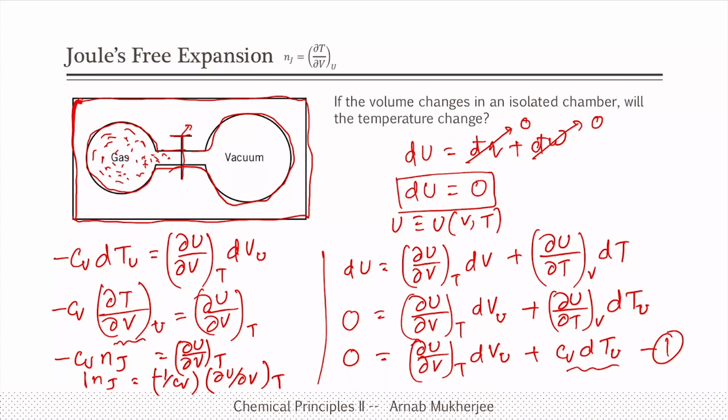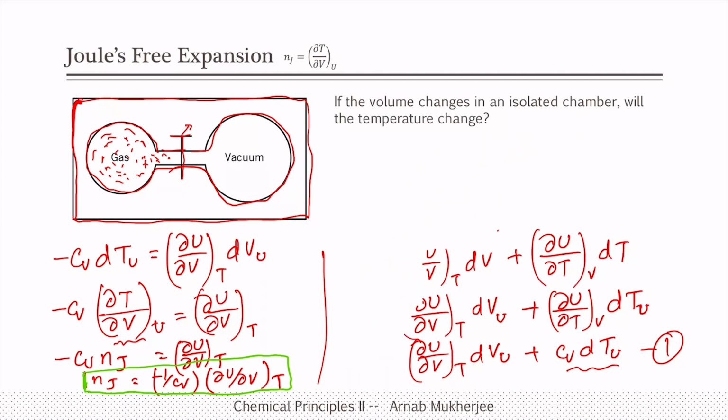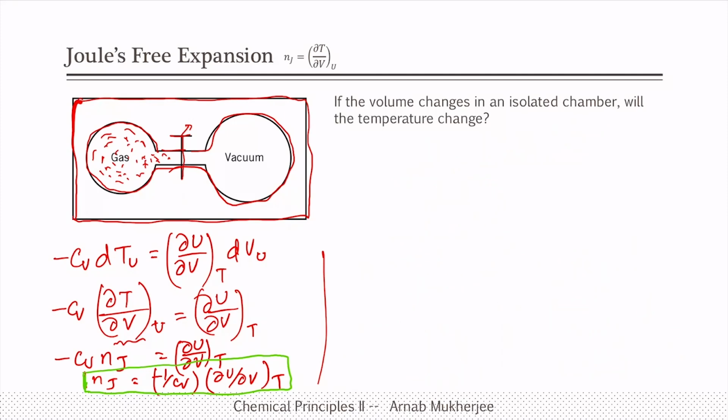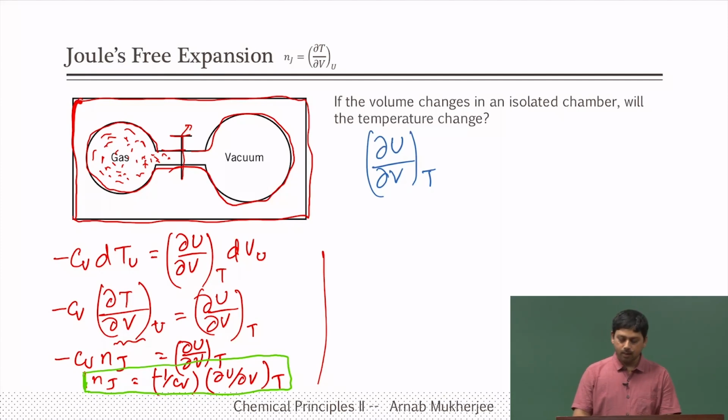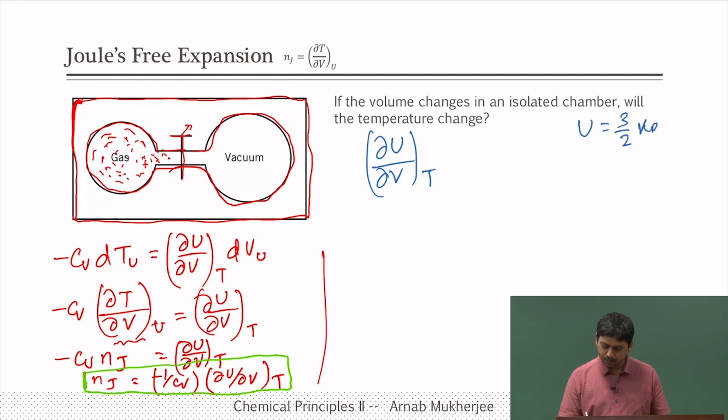So, this is the quantity. If we calculate that by knowing Nj, we will know whether there will be a change in the temperature or not. What is this quantity, del U by del V at a constant T, for an ideal gas? For an ideal gas we know that U is equal to 3 by 2 kBT, right. So, del U by del V at a constant T is going to be 0, because U does not depend on volume.